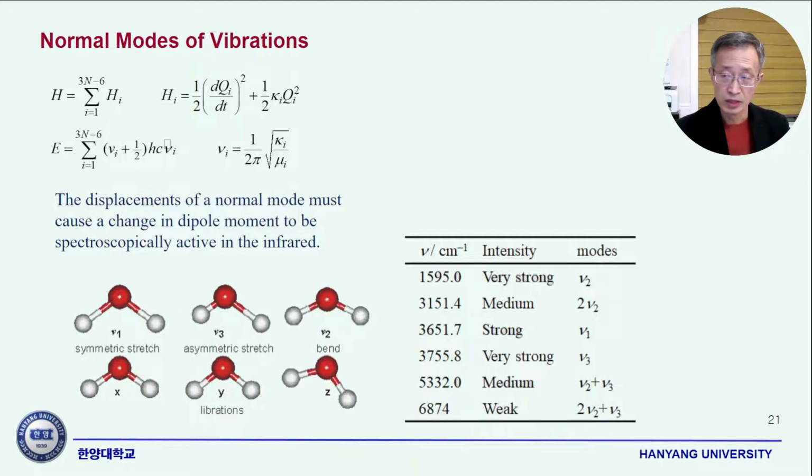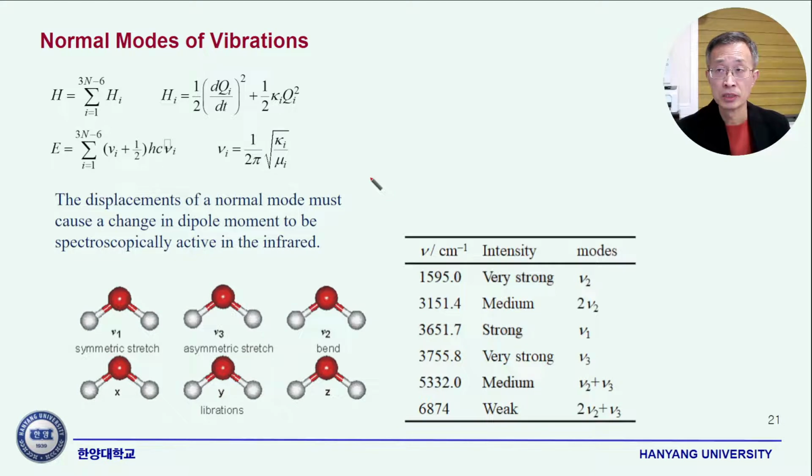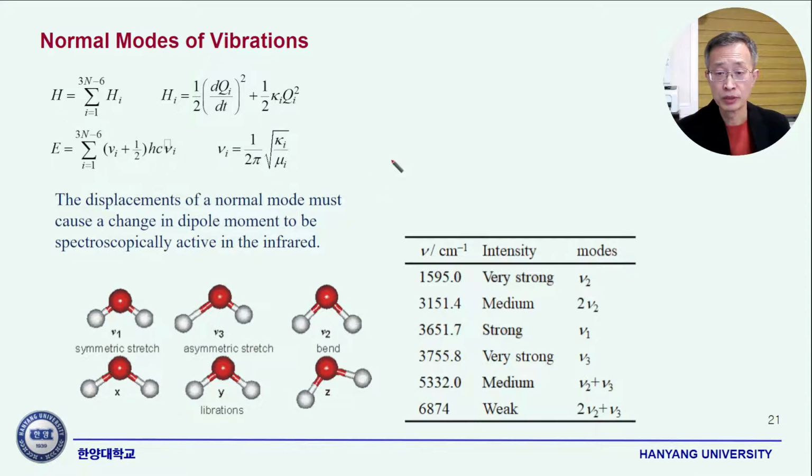When you do a quantum chemical calculation using a program such as Gaussian, you can visualize this. We did that in some classes, visualizing this normal coordinate motion.